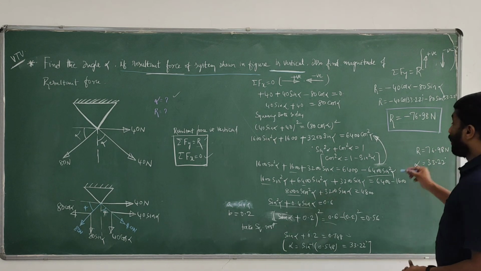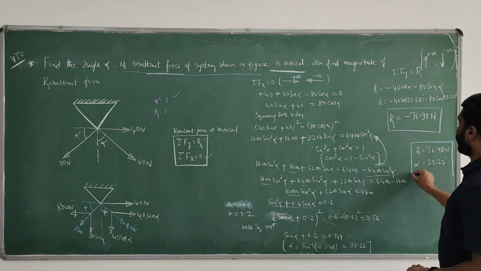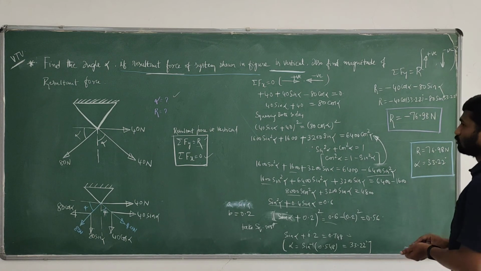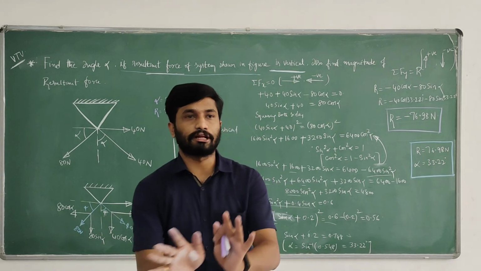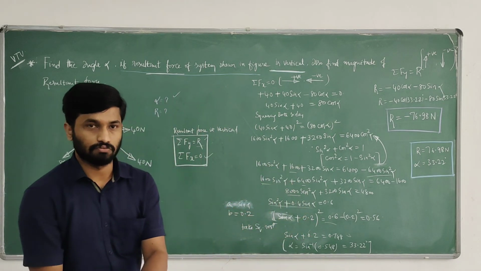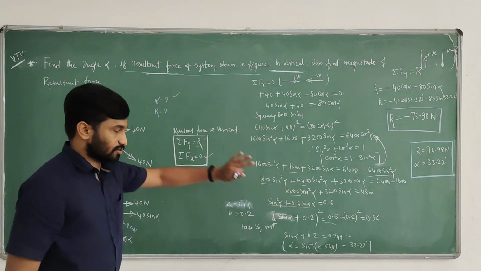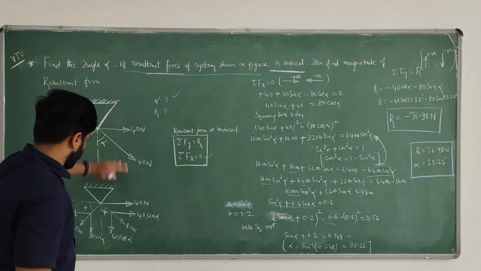This is also an 8 marks problem. Minimum 8 marks, maximum 10 marks. So it's very simple but condition oriented. This is also related to resultant and inclination. So I hope the steps are explained in a simplified way.